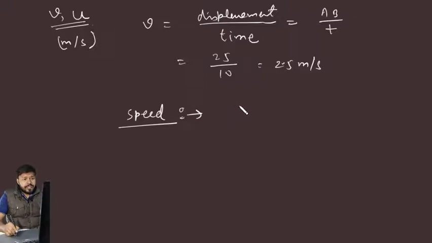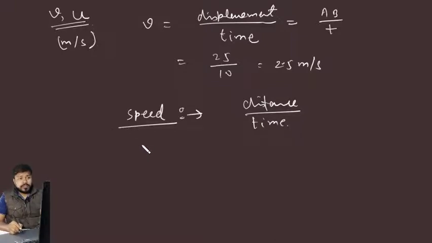Speed is simply distance per time. These are again written as v or u. You can write speed equals distance per time. So speed is the corresponding scalar quantity for the velocity. It's a scalar quantity, that means it has only magnitude, no direction. The SI unit is the same, meter per second. So S by T, you can write V equals S by T. It's a scalar quantity.